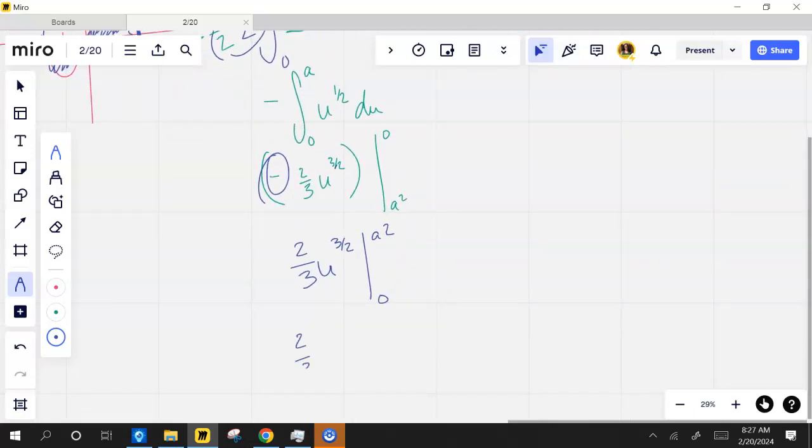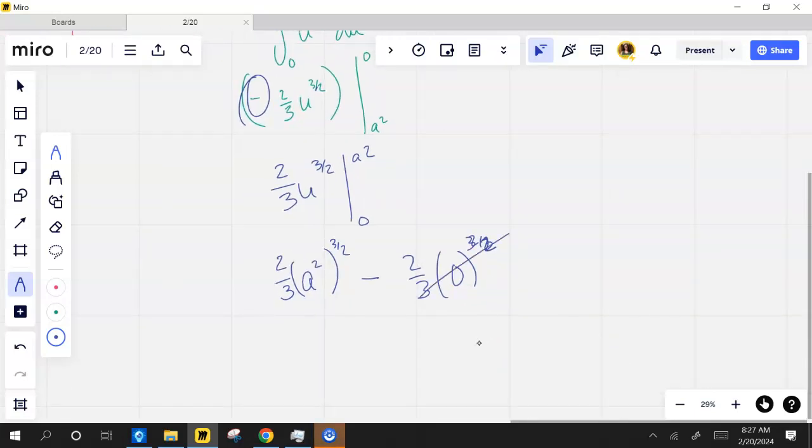All right, so I end up with 2/3 a squared to the 3/2 minus 2/3 times 0. This is one that I definitely think it's easier to adjust the bounds for. Which doesn't really matter because it's 0 anyway. So I end up with 2/3. 2 times 3/2 is 3. Please, see what they got. Yay!